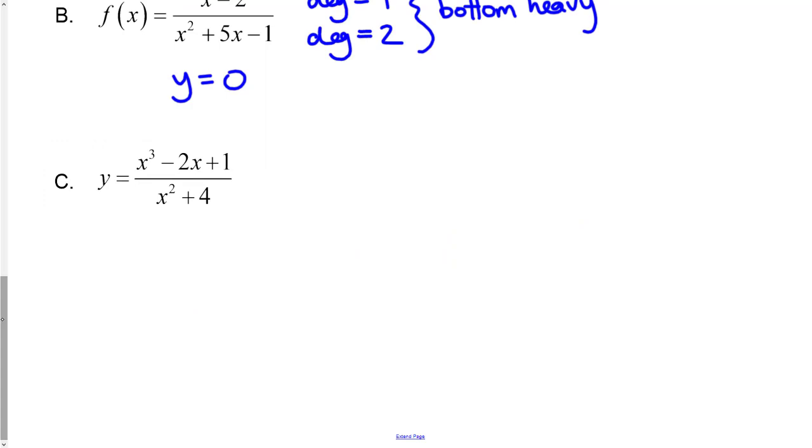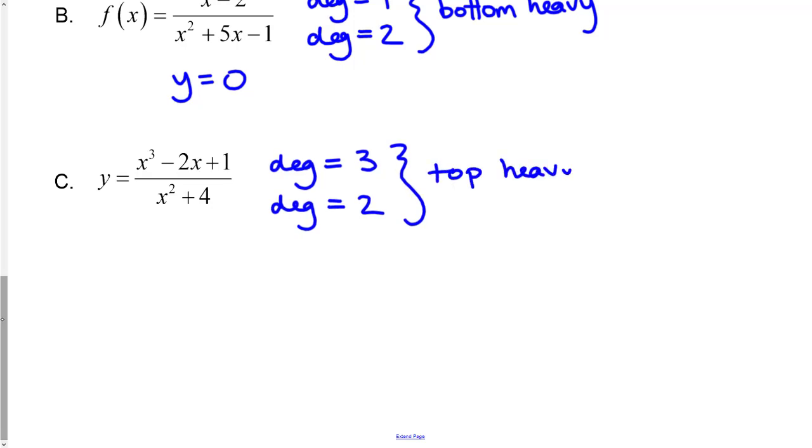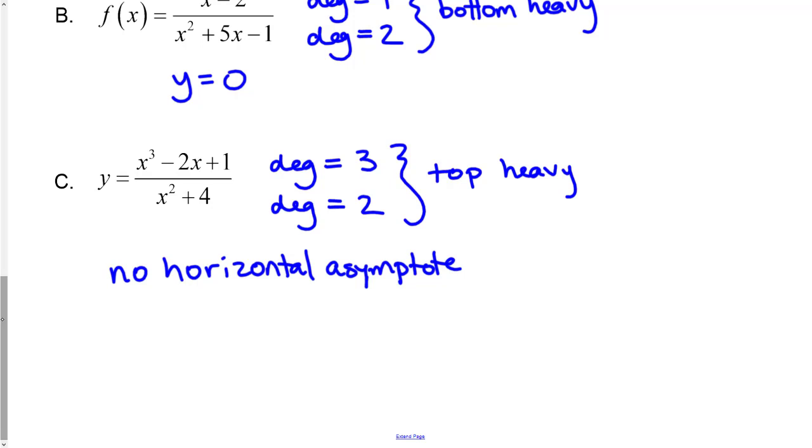Next example, in this rational, the degree of the numerator is 3, and the degree of the denominator is 2. So now we have a fraction that is top-heavy in terms of degree. When it's top-heavy in terms of degree, that means there's no horizontal asymptote, but because this one just happens to be top-heavy by 1, there is an oblique asymptote.